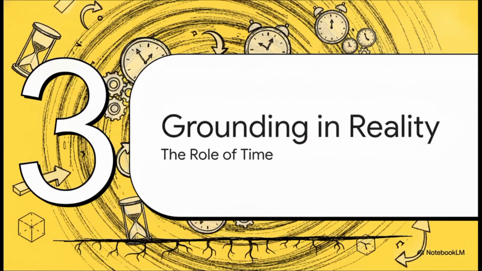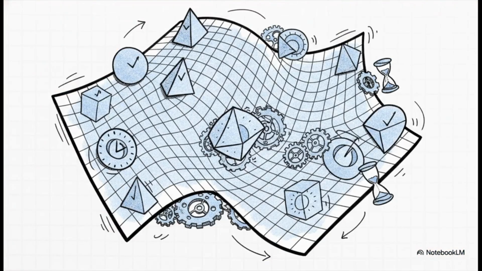Part 3. Grounding in reality. The role of time. Let's see how this builds into something far less theoretical. We're executing a big turn right now, shifting our explainer from abstract geometry over to modern real-world physics. Because here is the incredible truth. In modern physics, the fourth dimension isn't just some mathematical curiosity scribbled on a chalkboard. It actually refers directly to time, which means you and I are actively navigating the fourth dimension right now.